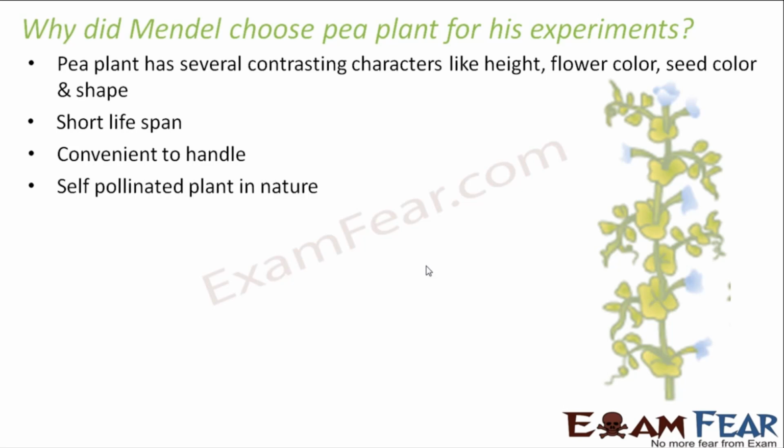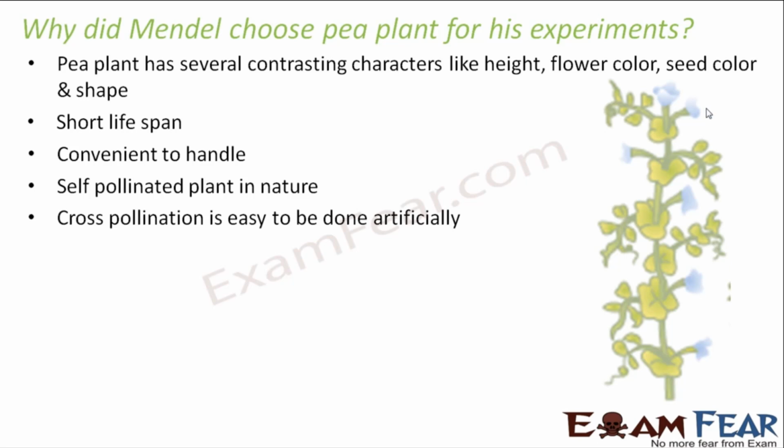It is a self-pollinated plant in nature. So how do they naturally fertilize? By self-pollination. Self-pollination is the natural method, but they can also be cross-pollinated easily, by artificial methods. What is cross-pollination? It is nothing but taking the pollen grains from the flower of one plant and putting them on the stigma of the other plant. So the cross-pollination method is also very easy.